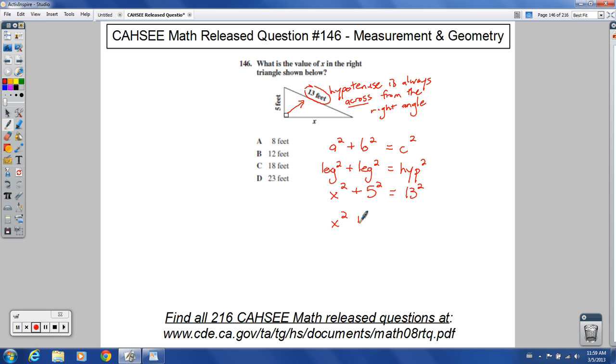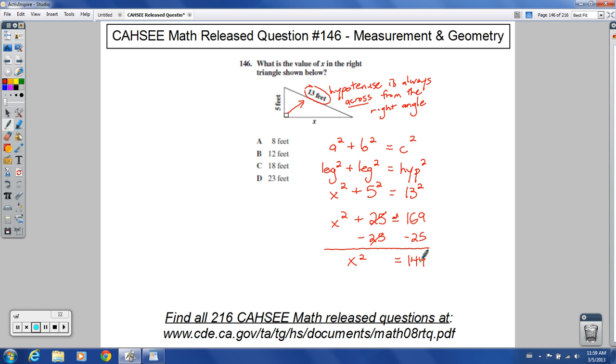So we have x squared plus 25 equals 169. That's 13 squared right there. You're trying to get x by itself, so we would need to subtract 25. This would cancel right there. You'd have x squared equals 144.